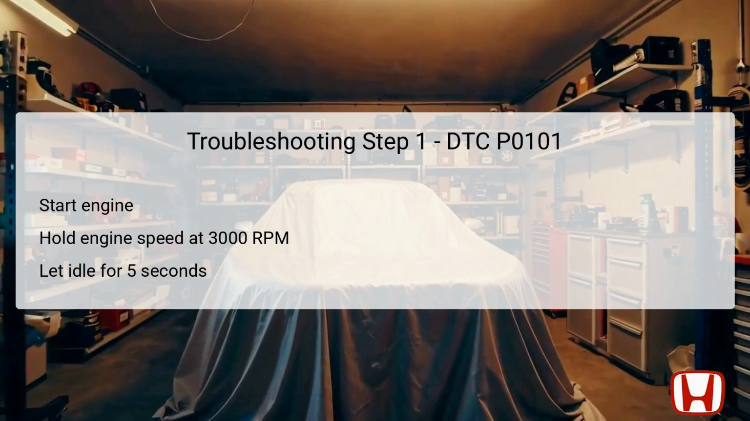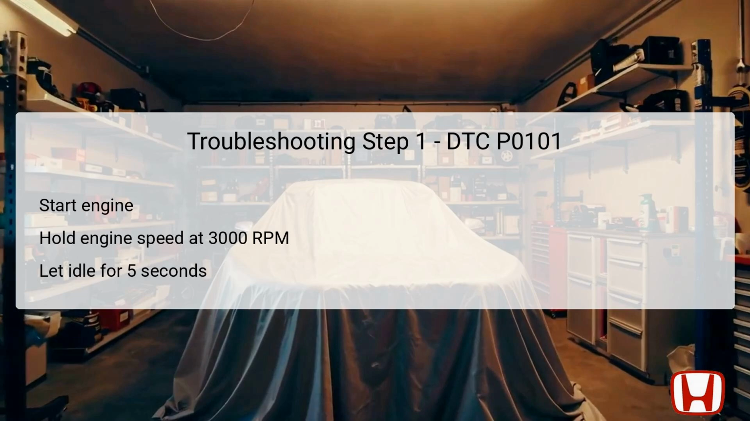The first step in troubleshooting DTC P0101 involves starting the engine and holding the engine speed at 3,000 RPM without any load. For automatic transmission vehicles, it should be in Park (P) or Neutral (N), and for manual transmission vehicles, it should be in neutral.